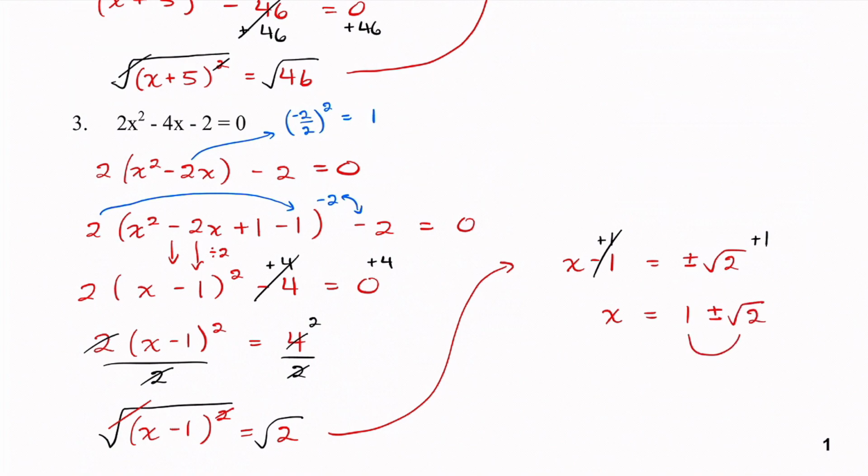And the order that you put these two, it doesn't matter. You could have had it flipped. You could have had plus or minus square root 2 plus 1. It's going to mean the same thing. So those were our completing the square examples.